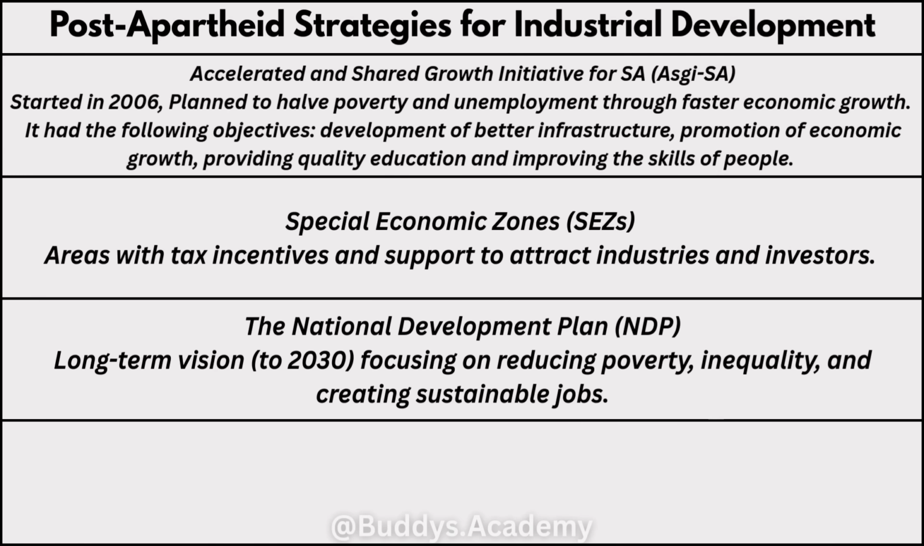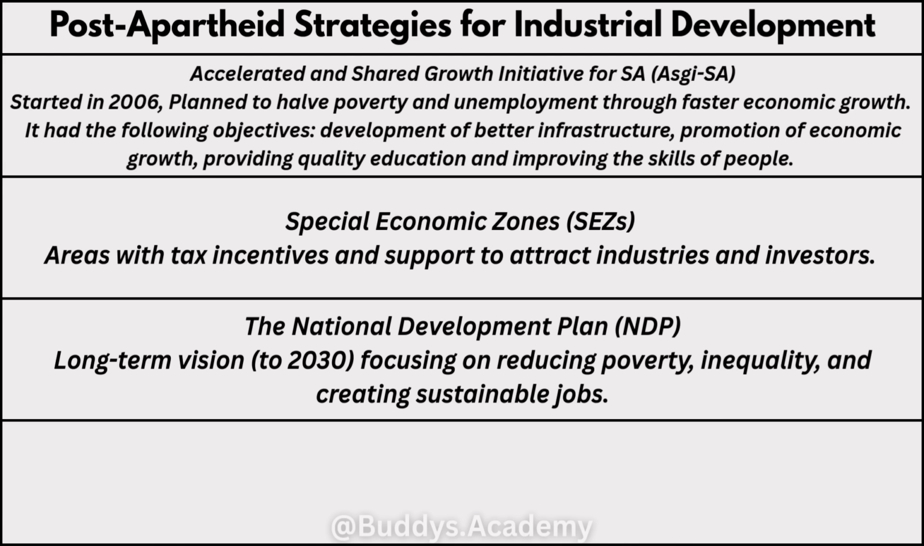The next strategy would be your Accelerated and Shared Growth Initiative for South Africa, which was started in 2006, right? And it planned to halve poverty and unemployment through faster economic growth. Now, it had the following objectives. The first was the development of better infrastructure. Next was the promotion of economic growth. And it then was basically providing quality education and improving the skills of people.